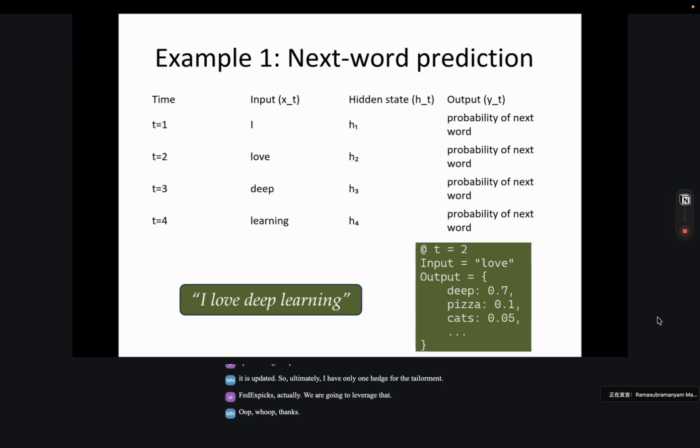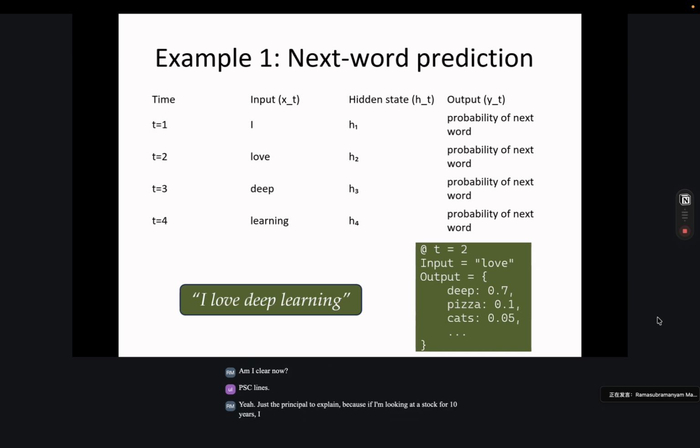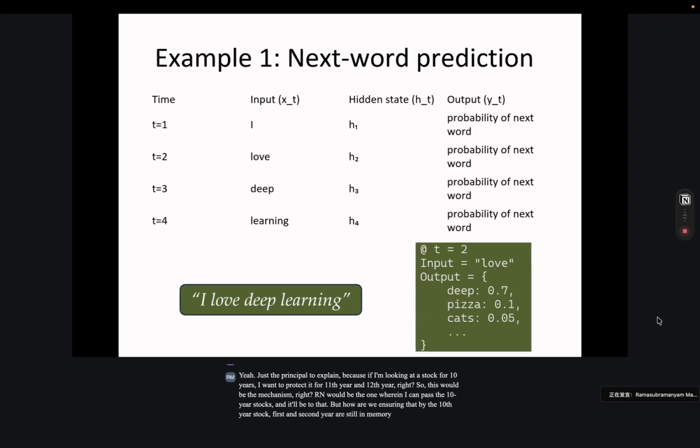Can you explain that, Professor, what you mean by that? Somebody is asking a question, but I think your mic is muted. Am I clear now? Yes, you are. Professor, just the concept you explained, because if I'm looking at a stock for 10 years, I want to predict it for the 11th year or 12th year, right? So this would be the mechanism, right? RNN would be the one wherein I can pass the 10-year stocks. But how are we ensuring that by the time of the 10th year stock, the first and second year are still in memory and not being lost?